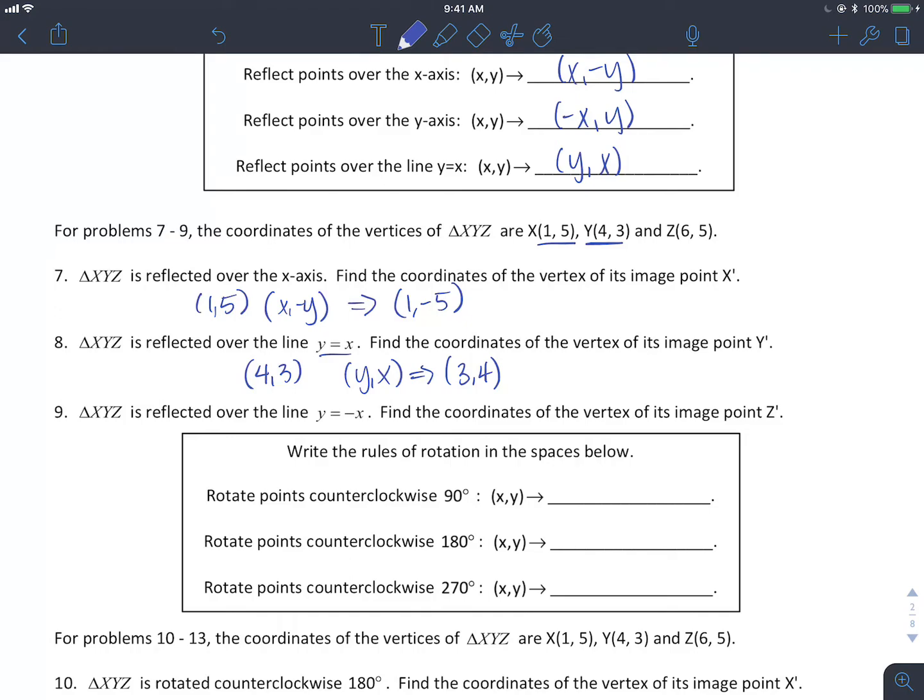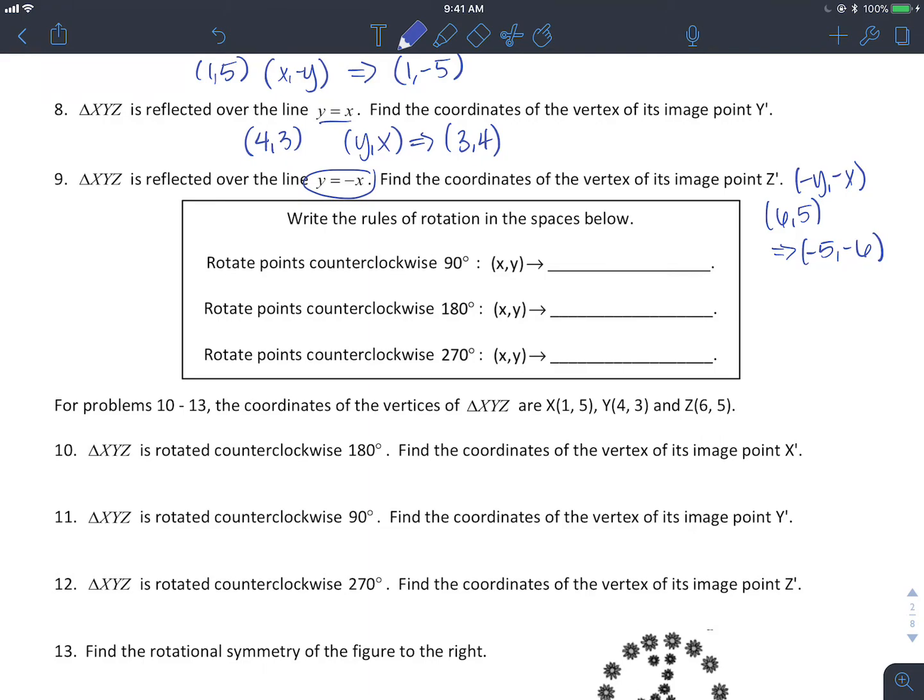All right, number 9 asks us to reflect over the line y equals negative x. We didn't do that one, but the rule for that is going to change to negative y, negative x. So we are going to take our point Z, which is 6, 5, and we are going to switch places and make both of them the opposite sign. So negative 5, negative 6.